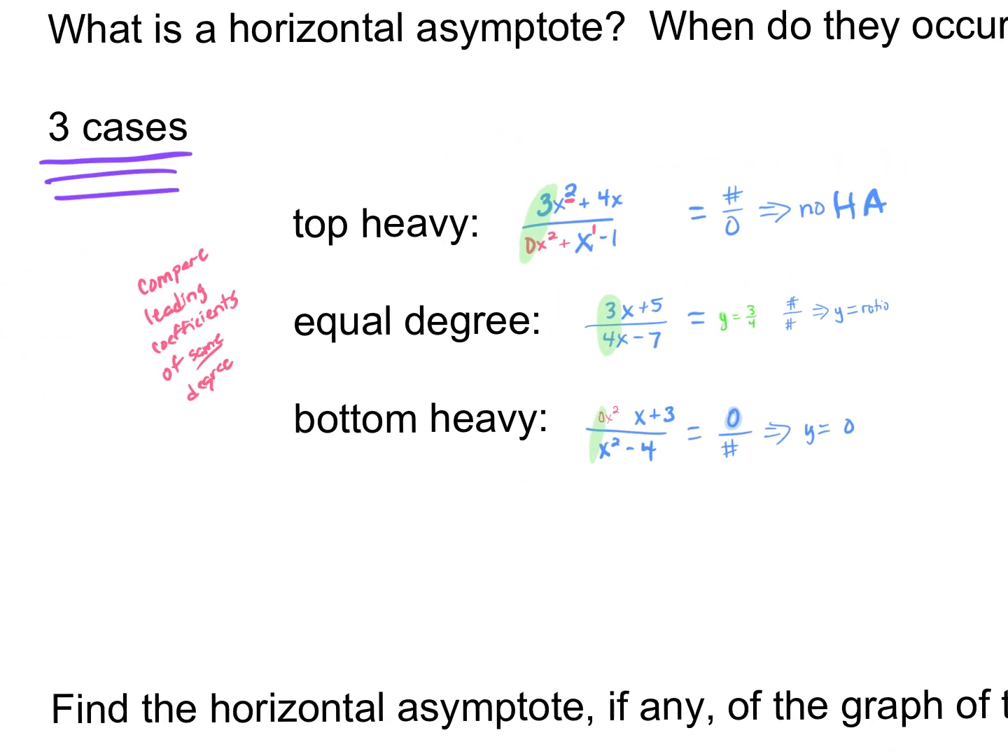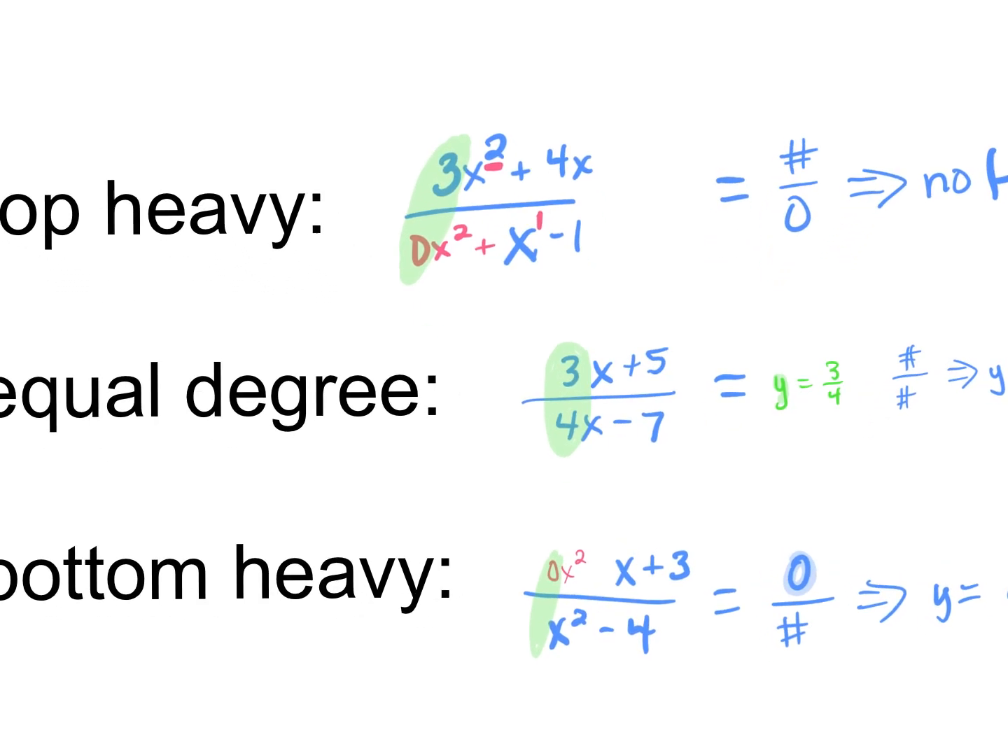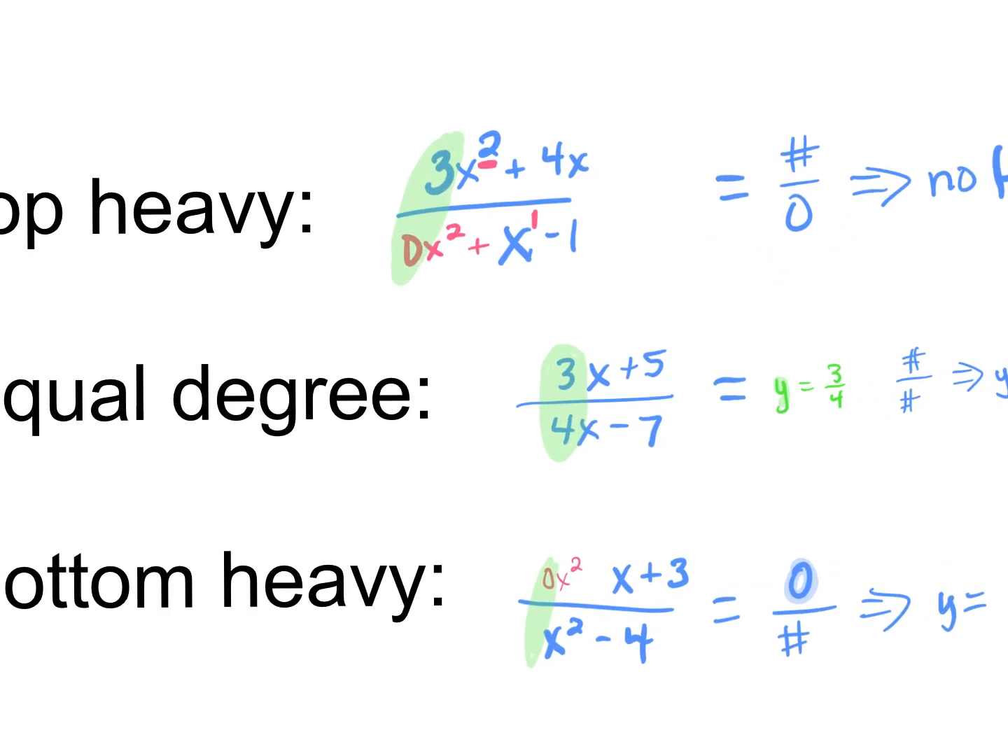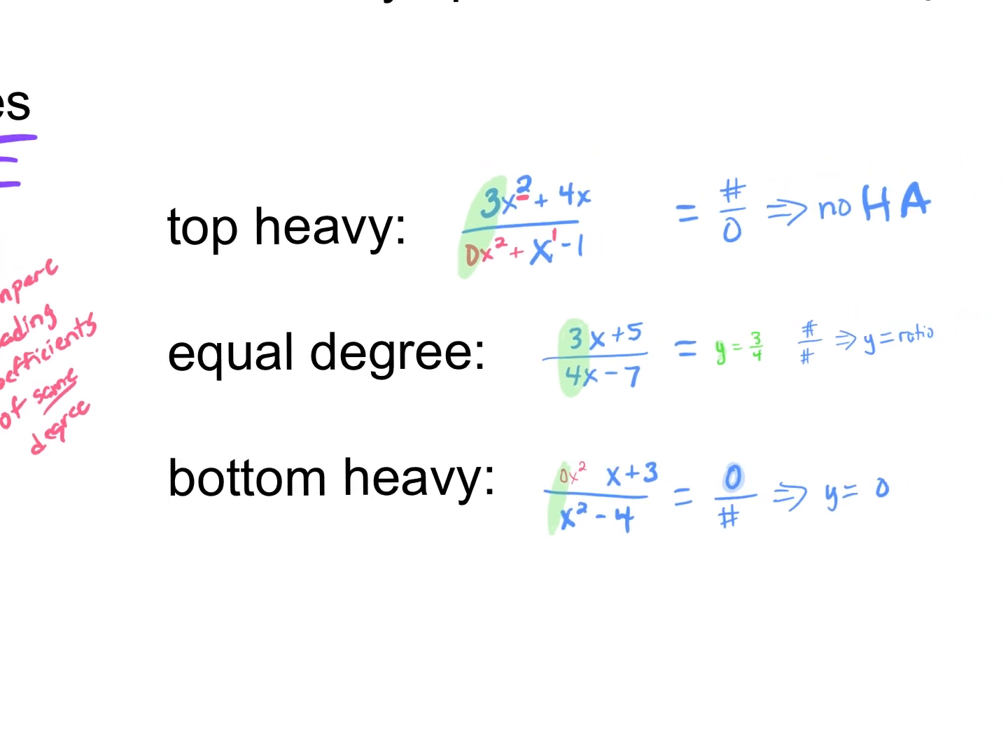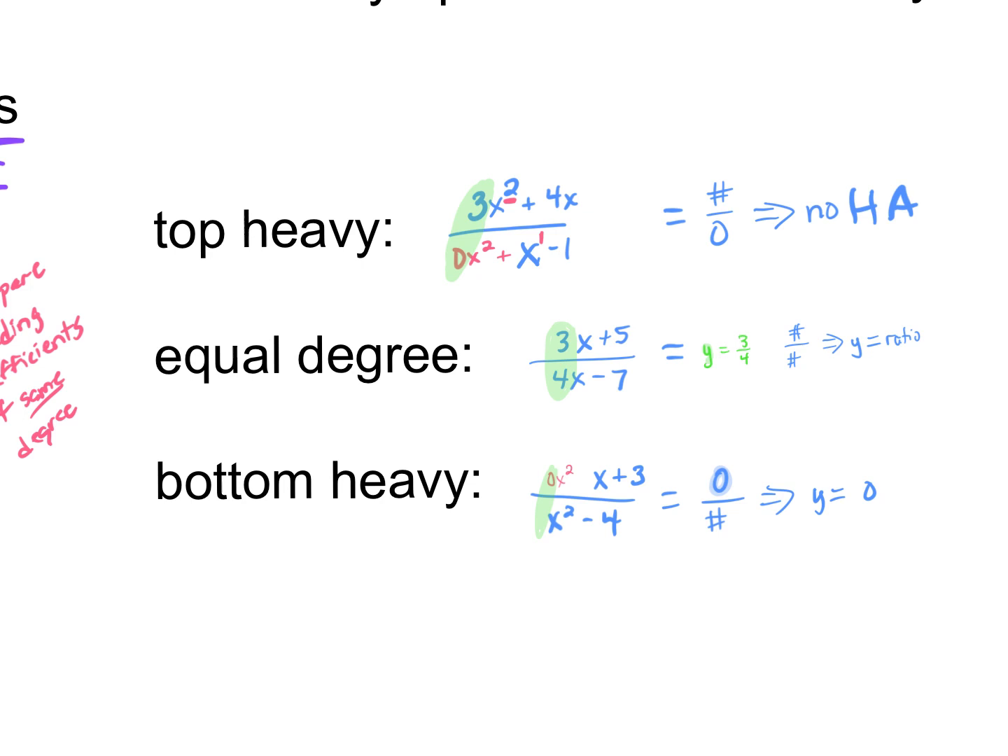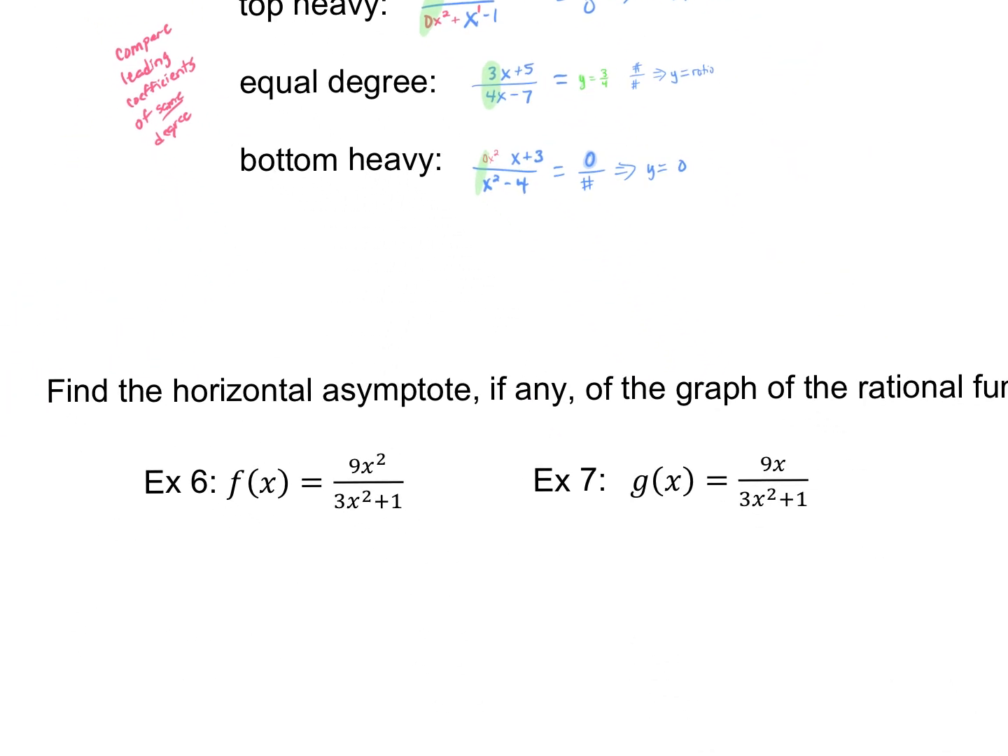So it's kind of up to you. For me, like I said, I prefer to just remember that I'm going to compare the leading coefficients in each case, and I have to remember to use placeholders if I need to. I think that's easiest because that's going to be the rule that I use for every situation, whereas others of you I know are going to want to just memorize. If it's top heavy, there's not a horizontal asymptote. If they're equal degree, you have to compare the leading coefficients. If it's bottom heavy, it's going to be y equals 0. Your choice. Let's look at some examples real quick and then we are done.